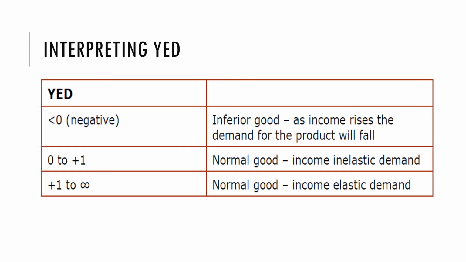So let's have a quick summary here. A negative income elasticity of demand means an inferior good. As incomes rise, the demand for the product will fall. So if it's positive, either of these two scenarios, then we're talking about a normal good. And if the elasticity is between 0 and 1, we're talking about inelastic. And if the elasticity is above 1, from 1 to infinity, then we're talking about elastic demand. The change in demand will be quite big compared to the change in income.